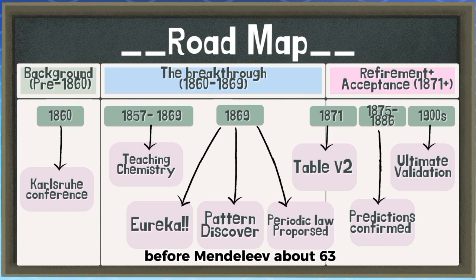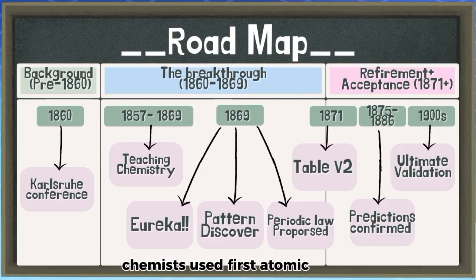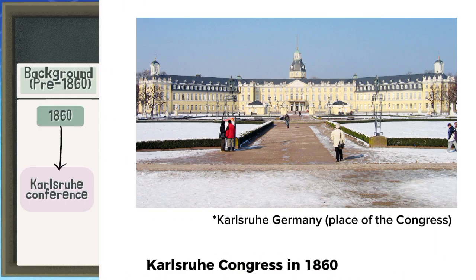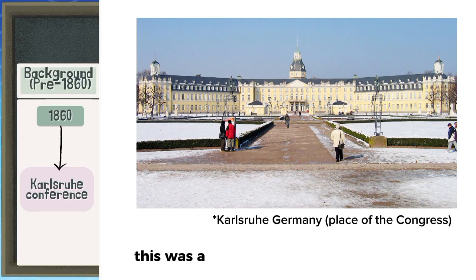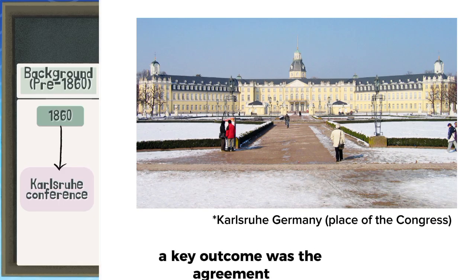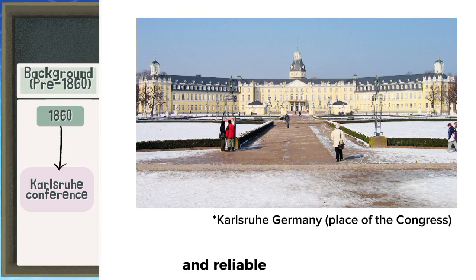Before Mendeleev, about 63 elements were known, but there was no clear system to organize them. Chemists used various atomic weights, leading to confusion. The Karlsruhe Congress in 1860 was a major international chemistry conference. A key outcome was the agreement on standard atomic weights. This provided Mendeleev and other scientists with consistent and reliable data, which was crucial for finding patterns.